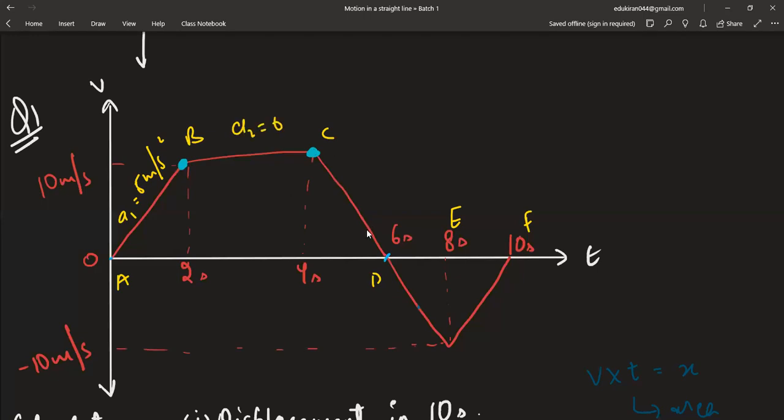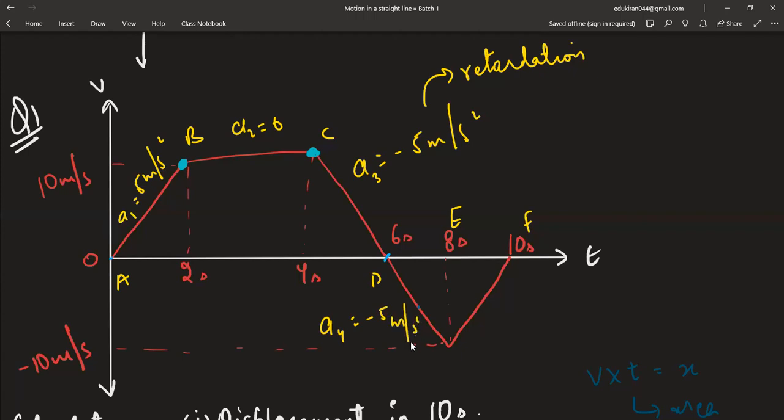Third, this is the same graph, but the velocity is decreasing. So here acceleration is negative, minus 5 meter per second square. What do we call this? This is retardation. Next, this is left. So this is also 10 divided by 2. So this acceleration 4, this is 3. This is 10 divided by 2, but minus 10. So this will become minus 5 meter per second square.